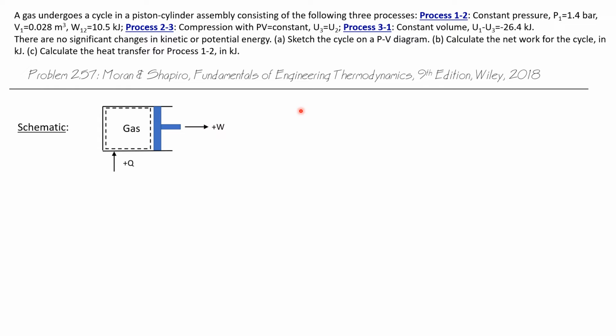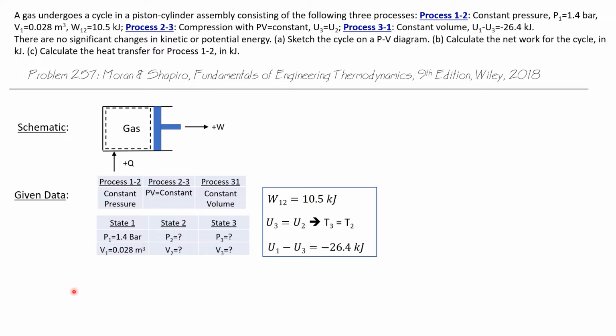Let's lay out our storyboard. We have a piston cylinder assembly, and we've defined the system with this dotted line to be the gas inside the piston cylinder. If heat transfers energy into the system, that's regarded as positive heat transfer, and an expansion of the gas pushing the piston into the surrounding area is regarded as positive work.